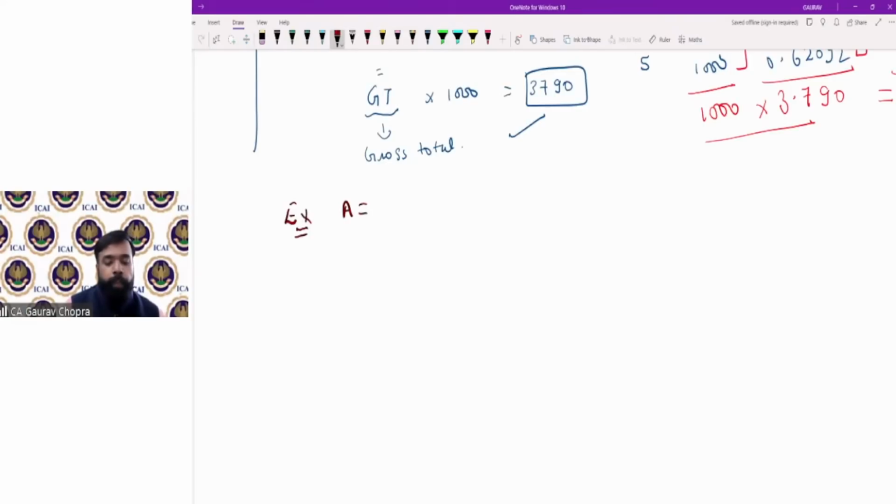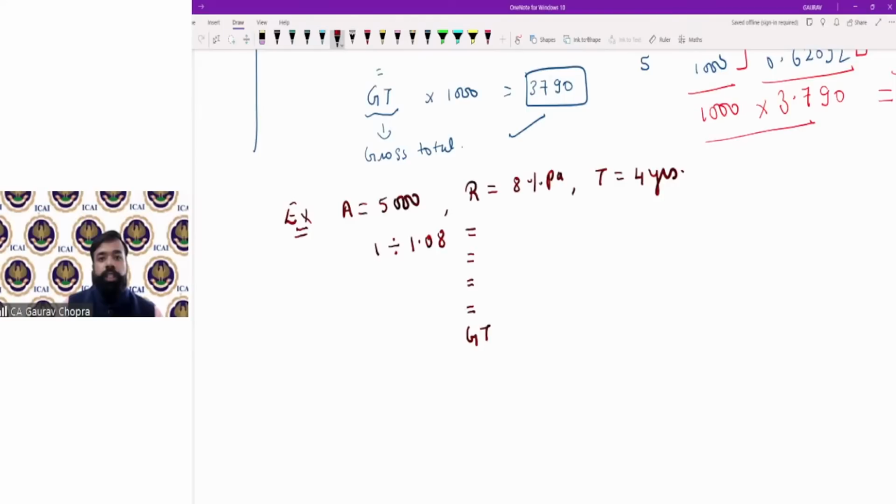Annuity is given this time 5,000. The rate is 8% per annum and time is 4 years. So calculator पे क्या करना है? 1 divide by 1 plus rate. So it becomes 1.08. Now time is 4 years. So press equal to for 4 times. 4 times आपने equal to press किया. Now next step is GT button. After GT, multiply by 5,000. You will get the answer.